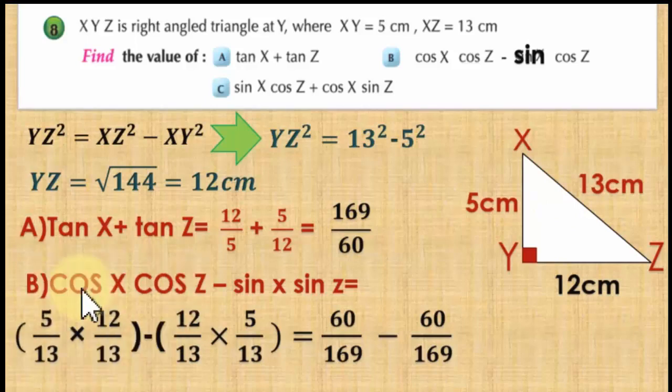Now we will calculate these operations. 5 times 12 equals 60 over 169, and 12 times 5 equals 60 over 13 times 13, which is 169. So this equals 0.